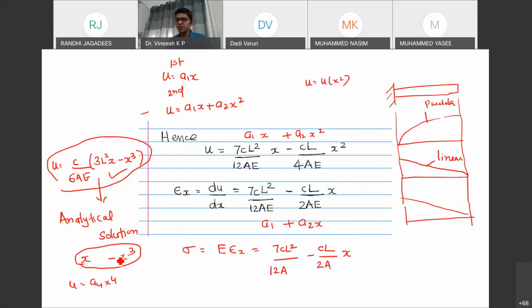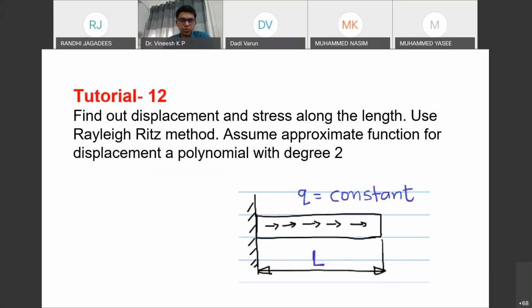Suppose your solution is in terms of x only, then you will miss the solution. So when I am taking a polynomial of degree n, you have to take all the terms from x raised to 0 to x raised to n. When you apply the boundary condition, something will cancel, but you have to take all the terms. So that is a point I need to convey to you. Now we will go to the tutorial.